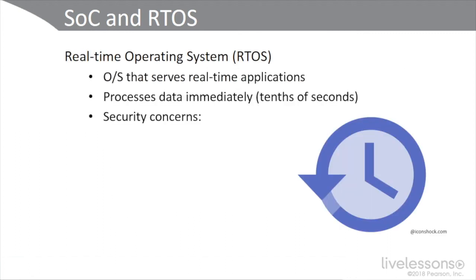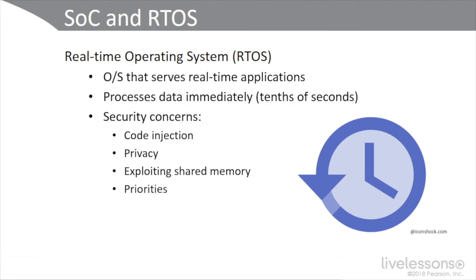Some of the RTOS security concerns are code injection, privacy issues, exploiting shared memory in the RTOS, and process and thread priorities being leveraged for a hacker's malware or scripting. There's also denial of service attacks towards RTOS systems as well. We're finding vulnerabilities in inter-process communications on the real-time operating systems.